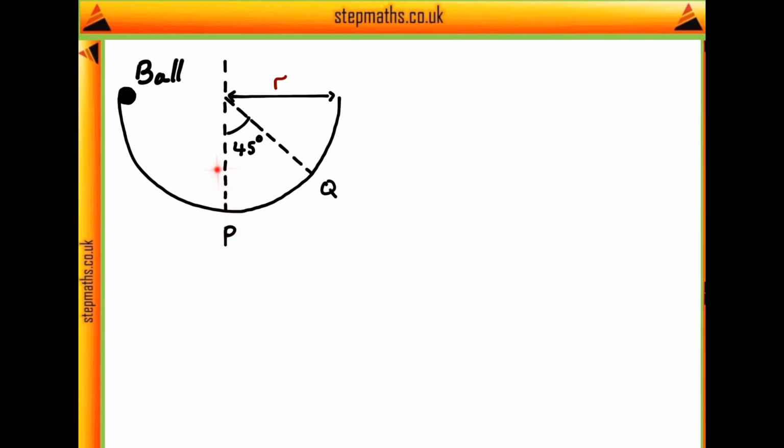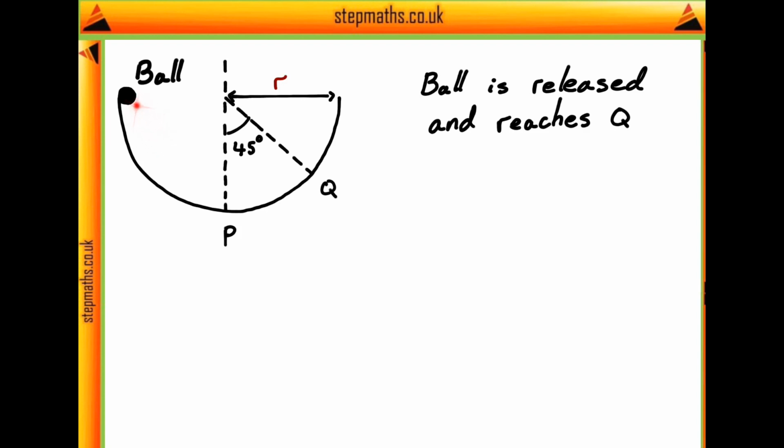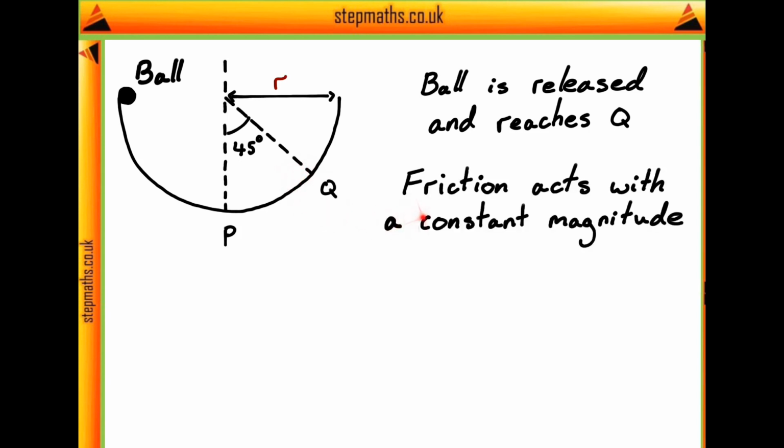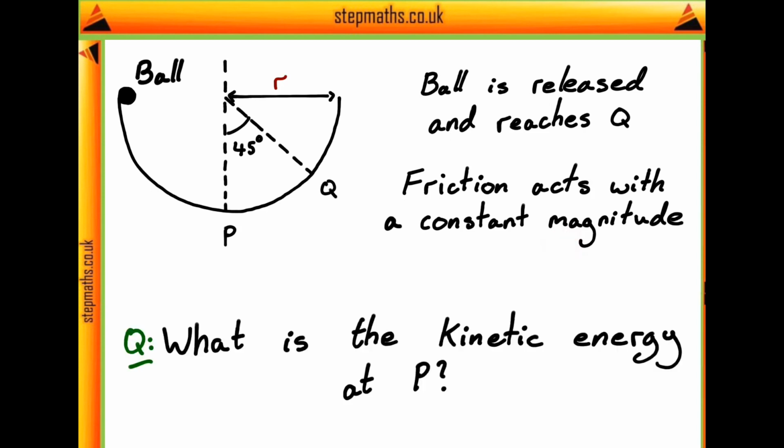Now we're told that this ball is released, and when it passes P, it goes to a maximum height again of Q. So obviously the ball has lost some energy, and we have a frictional force acting against this ball, which we're told has a constant magnitude whenever the ball is moving. So with this information, we are asked to find the kinetic energy of our ball when it initially passes the point P. If you'd like to have a go at this question yourself, please pause the video now, otherwise let's have a go at doing it.